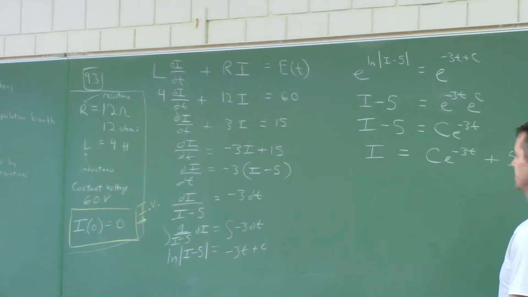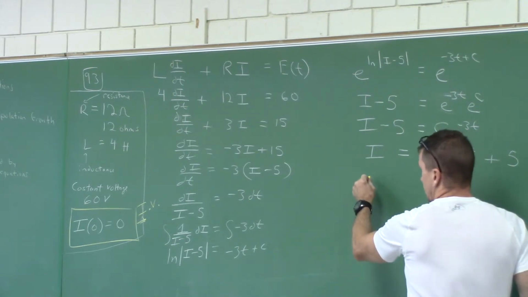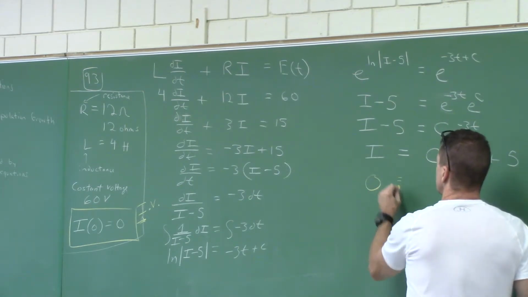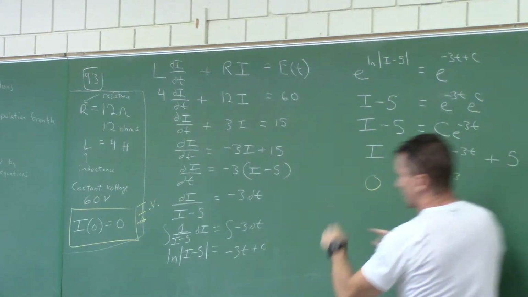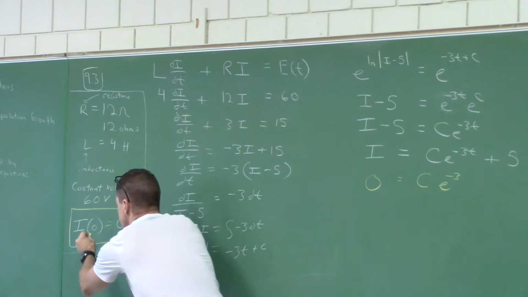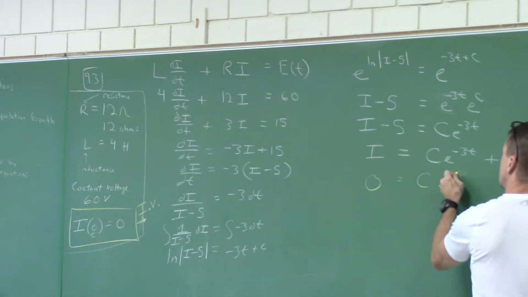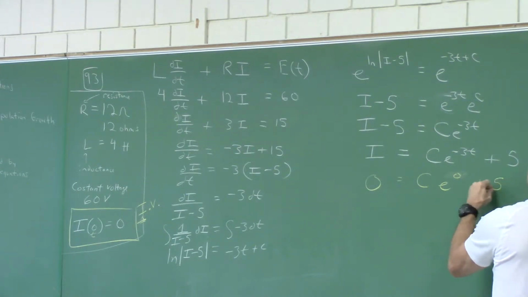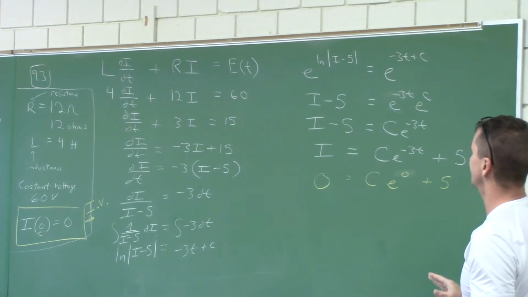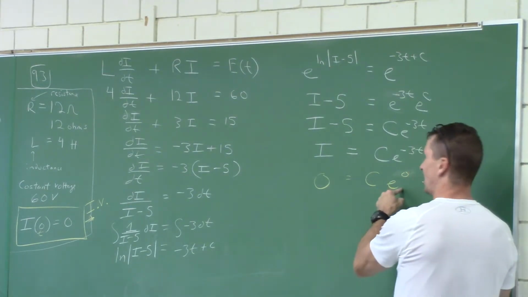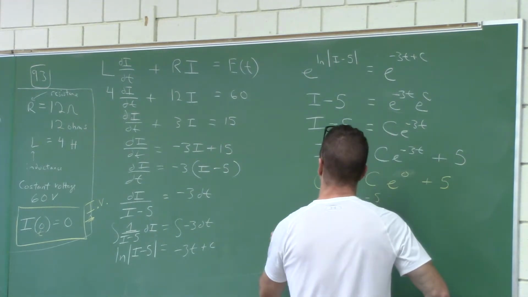So let's go plug this in. What's the current? 0, it's in amperes. So 0 amperes equals C times e to the negative 3 times 0. That's t, and that's lowercase t right there. So I'll plug that in. 0. Plus a 5. So is C 5 or negative 5? Negative 5. Very good. That's 1. So C is equal to negative 5.